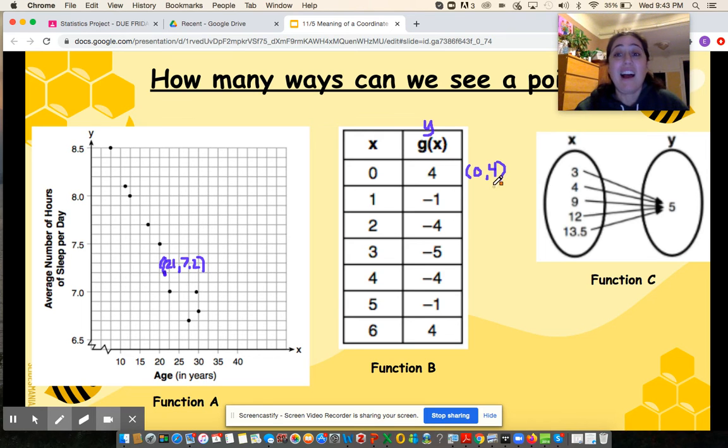Here, I don't know what the 0 or the 4 mean, because it just gave me a table. It didn't give me a story, like it did here, where I knew that X's were the ages and the Y's were the number of hours of sleep per day.